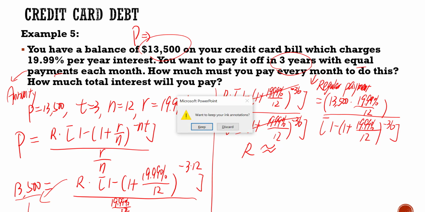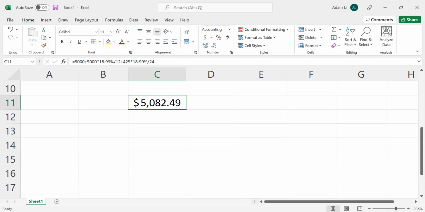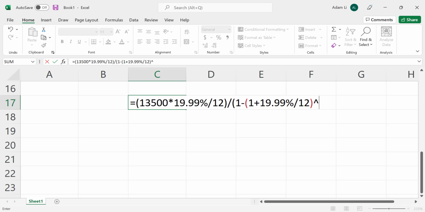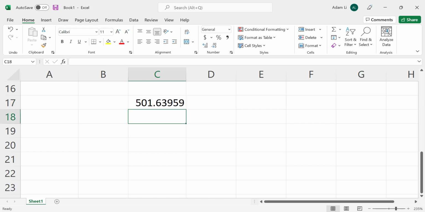Let's go to the Excel. The result. So this is 13,500 multiplied by 19.99% over 12, numerator, divided by denominator 1 minus 1 plus 19.99% over 12 raised to negative 36 power. Okay, then we enter the result. The result is $501.64.